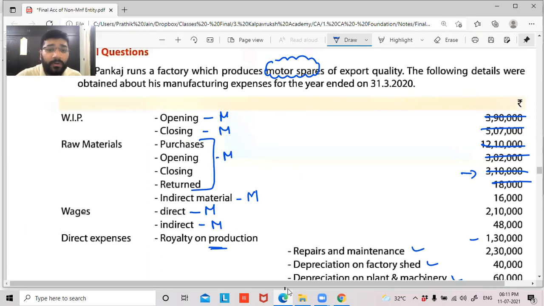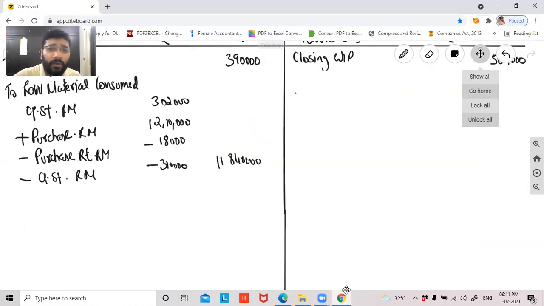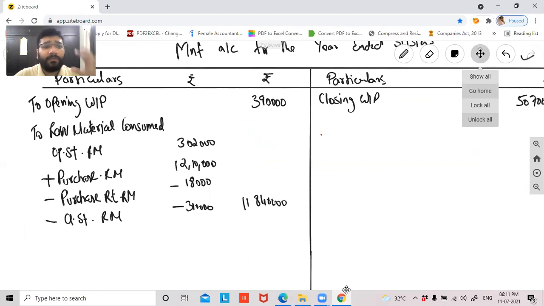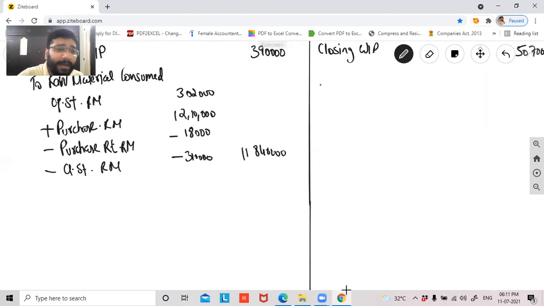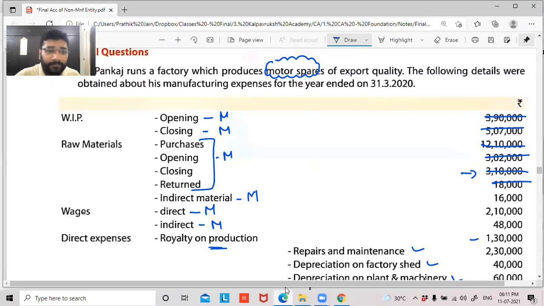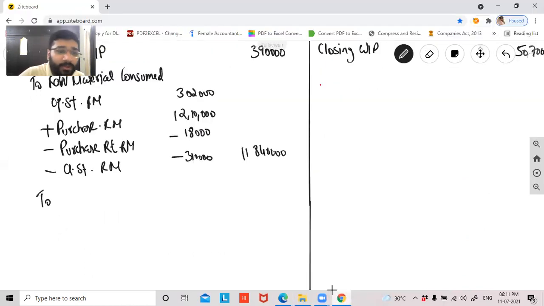Then we have wages, and indirect material. Guys, we can first finish recording all the direct part, because the initial part is representing material. Opening WIP is direct material, and raw material is also part of direct material. So direct material is completed. Now, direct labor. Do we have any direct labor in the question? Yes, direct labor, 2,10,000 rupees.